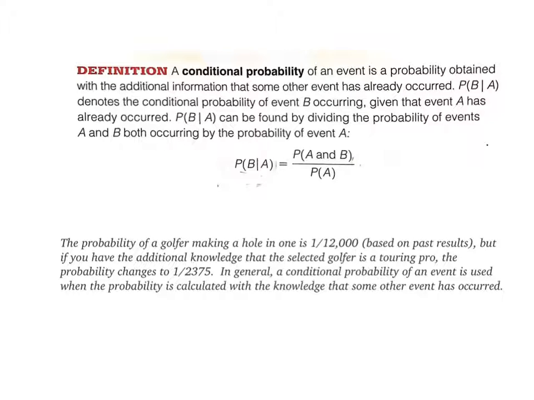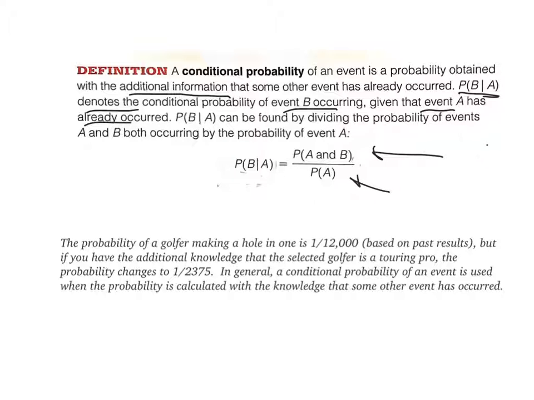All right, the second half of today is about conditional probability. The definition's on the top of the screen there. A conditional probability of an event is obtained with the additional information that some other event has already occurred. It's symbolized this way: probability of B given A. We saw that same notation yesterday. It denotes the conditional probability of event B occurring given that A has already occurred. It can be found with this formula: the probability of A and B both occurring at the same time, which is basically multiplying them together, over the probability of just A occurring, which is the first one.